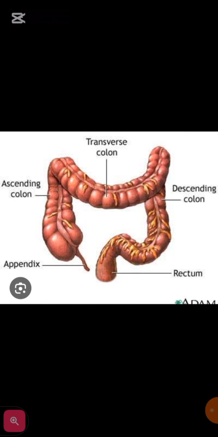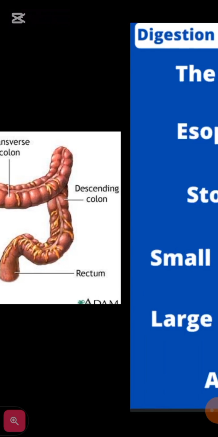Large intestine is the last part of the digestive system. It has three parts: ascending colon, transverse colon and descending colon. And the last part of this large intestine is called rectum. Here the undigested food is stored in the form of feces. The food becomes hard as the water is absorbed into the large intestine from the food, and the undigested food is stored in the rectum.